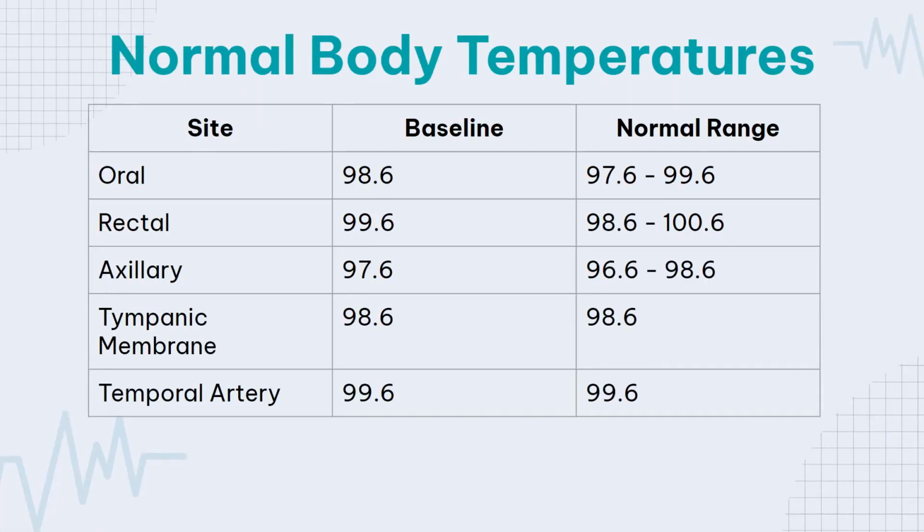This chart displays normal body temperatures. So for oral temperatures, the normal range in Fahrenheit is 97.6 to 99.6. Rectal, the normal range in Fahrenheit is 98.6 to 100.6. Axillary, the normal range in Fahrenheit is 96.6 to 98.6. The tympanic membrane, normal is considered 98.6, and the temporal artery, normal is considered up to 99.6.